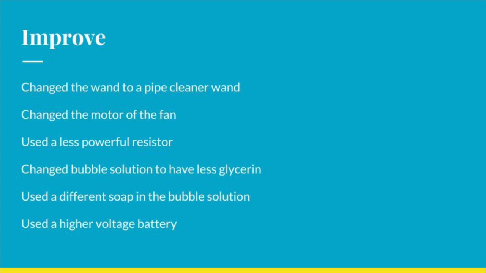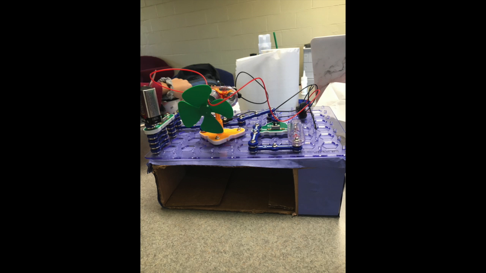For the improved stage, we changed the wand to a pipe cleaner wand because the bottle cap wand fell apart due to the solution interfering with the tape on the straws. We changed the motor of the fan so the fan would go faster. We used a less powerful resistor so the speed of the wand would be fast enough to blow out bubbles.